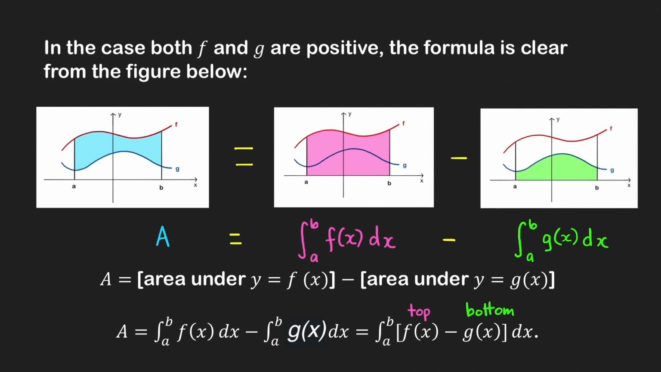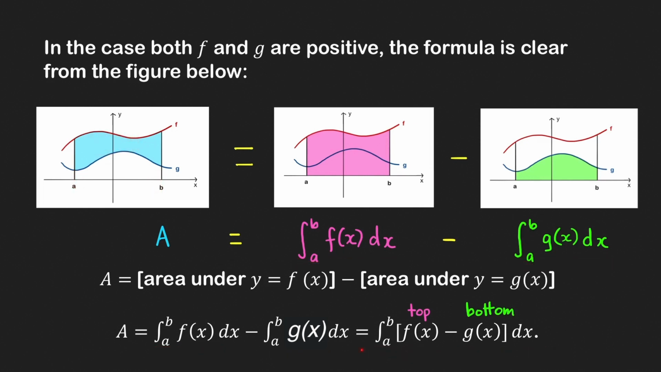So it follows that the area of this region bounded by the two functions f and g on the closed interval [a, b] is equal to this integral minus this integral, which can be written as the integral from a to b of the difference, f of x minus g of x, dx.